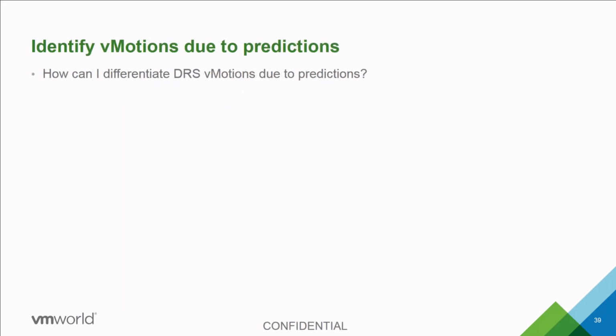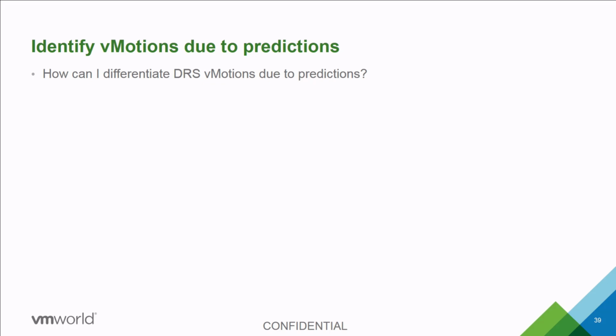Okay, the last one. How can I differentiate or identify vMotions that happen due to predictions? Predictive DRS is a relatively new feature, and all of you would want to try it out, enable PDRS and see what additional vMotions are happening because of it. If I enable PDRS now, I get 6 vMotions. If I don't, I get only 3. And if you want to differentiate these numbers, there are actually 2 cases. Case 1, it is not often possible to differentiate the vMotions that happened due to predictions. And case 2, you can do that.